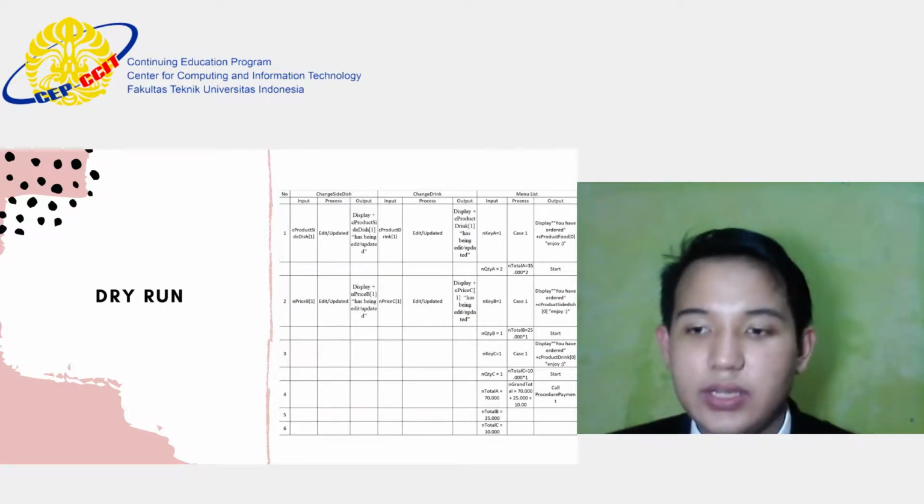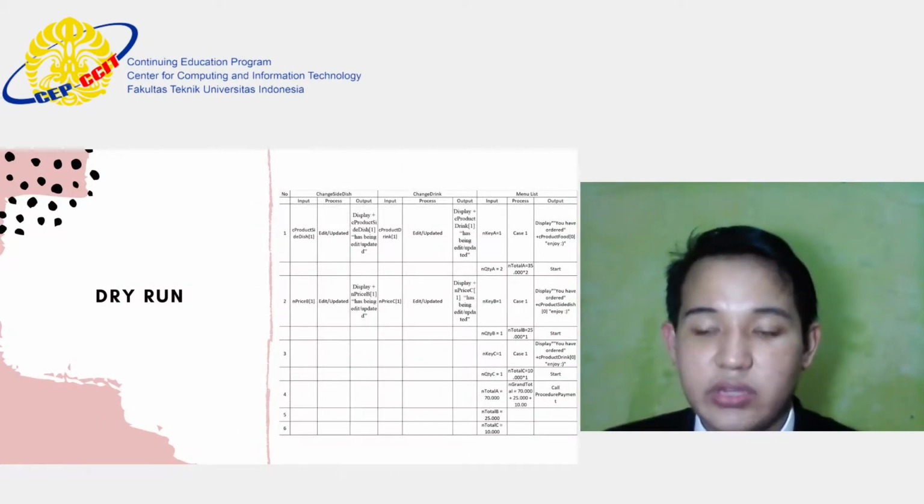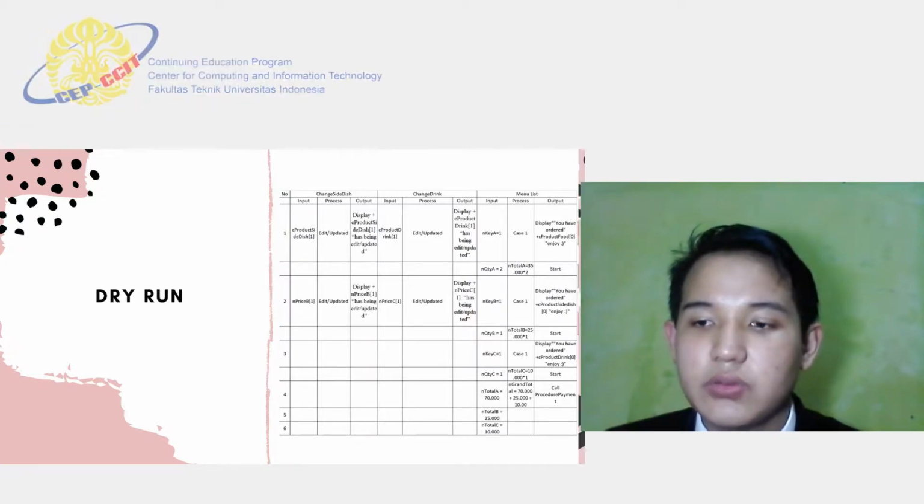nkitty c is 1 and n total c is 10,000 times 1. It will continue to the input case 4, 5, 6, and total A is 70,000, total B is 25,000 and total C is 10,000. And it will process n grand total is 70,000 plus 25,000 plus 10,000, and the output will call procedure payment.